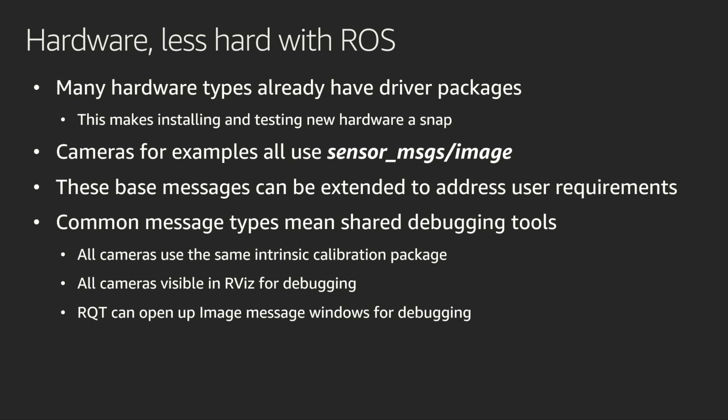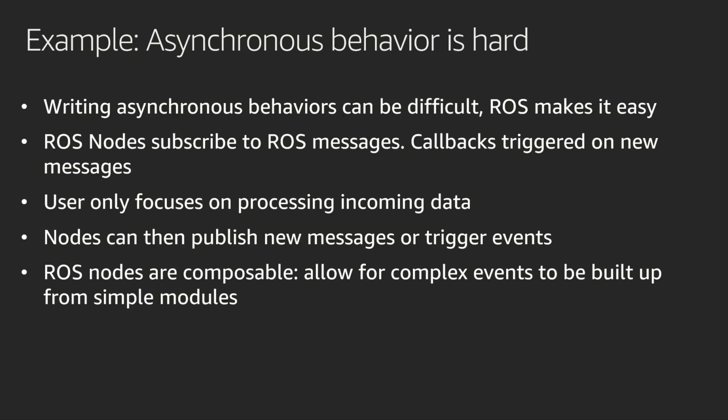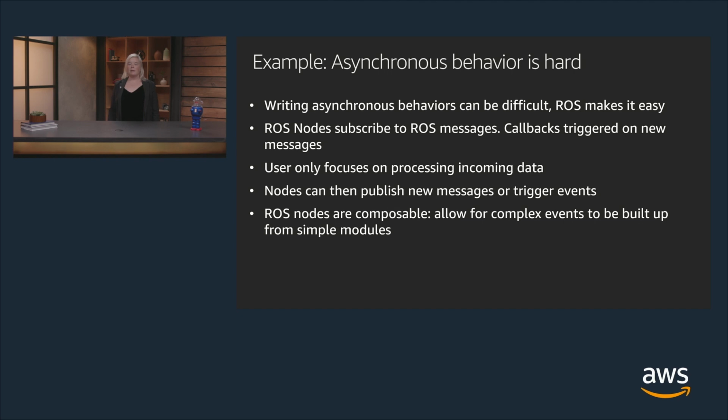Another example of where ROS is successful is in programming asynchronous behaviors. Generally speaking, programmers find writing asynchronous behaviors to be very difficult. The ROS node interface makes this extremely easy. Basically, a node can subscribe to a message topic and wait until that message appears. When that message appears, it can process the incoming data and try to make a decision on what it wants to do. If there's a behavior that maybe the node wants to trigger, that's fairly simple. It just sends out another message. Moreover, in ROS 2, nodes are composable, allowing you to build up complex behaviors from simple modules.